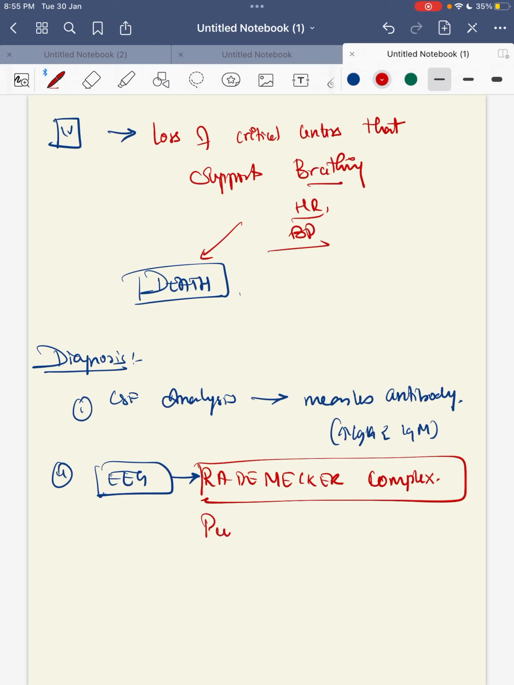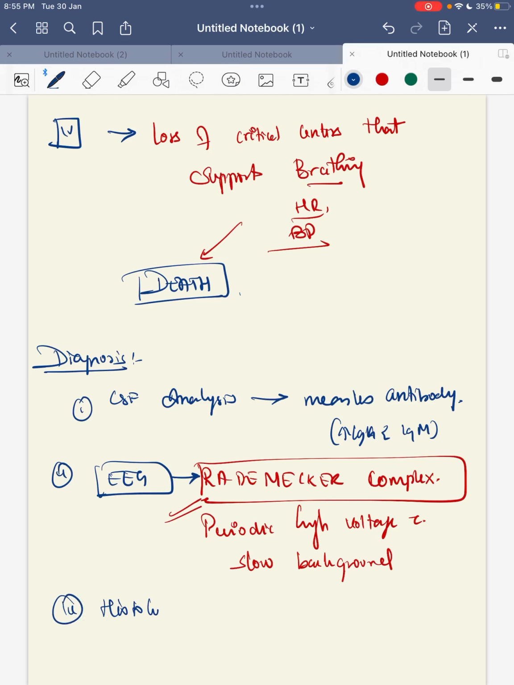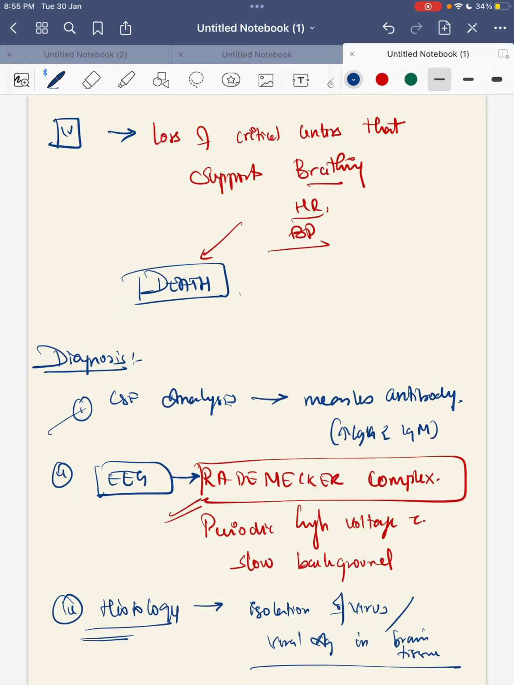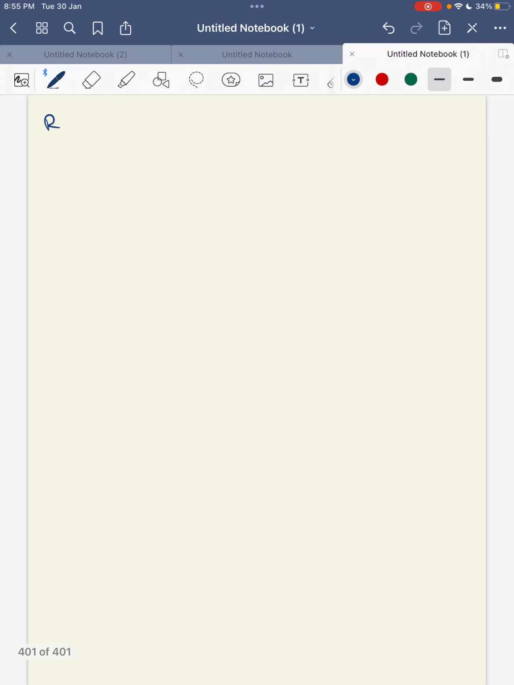That is, there will be a periodic high voltage complex on a slow background. This is specific for SSPE. Okay, you have to remember this. The third one is the histological finding. During a biopsy of the brain, you can isolate the virus, or the viral antigen in the brain tissue, but this is not routinely done. This too is enough to confirm the diagnosis of SSPE.